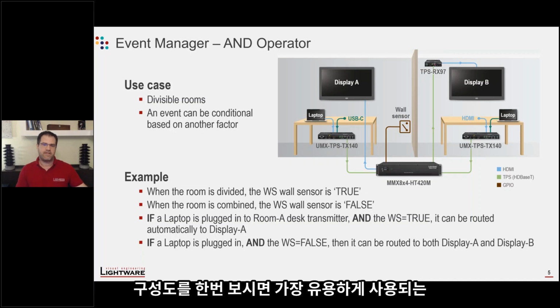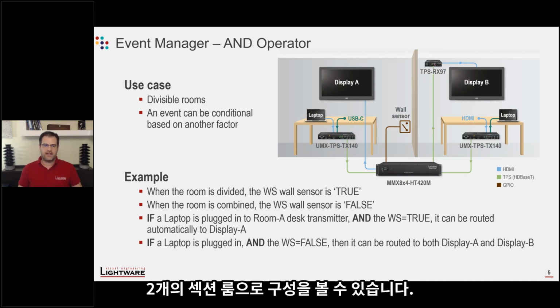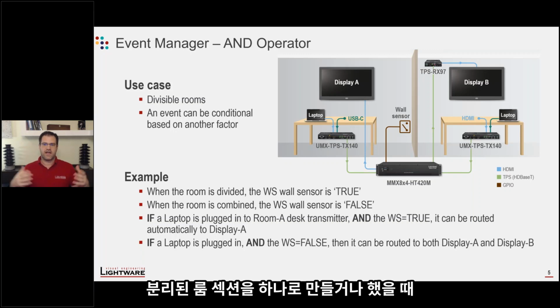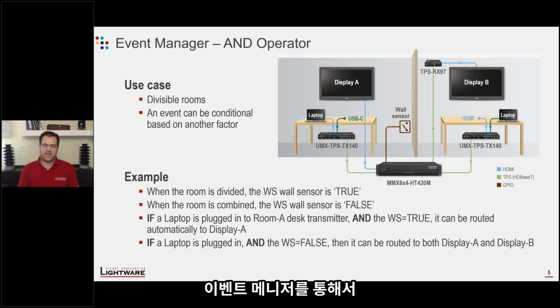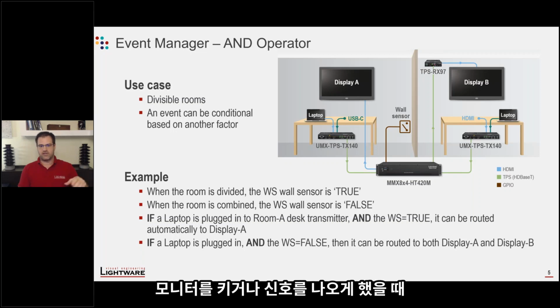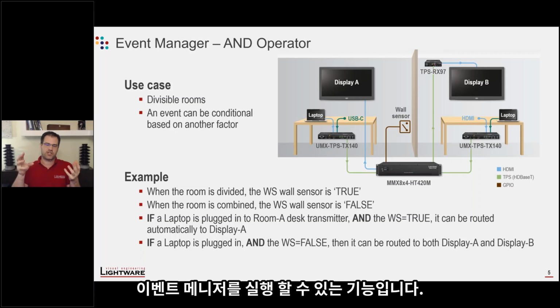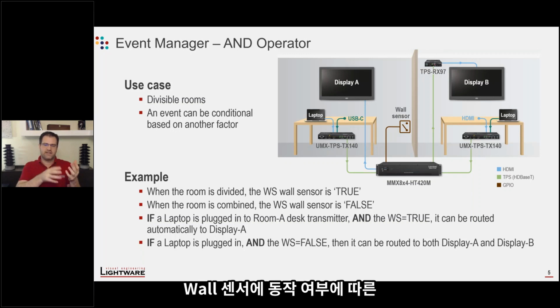Practically, we have a picture here indicating the main use case, which is a divisible room, probably having a wall sensor, which can tell me if the wall is in place and the room is divided, or the wall is hidden, and you can have a combined room. This is a good example because here you can have an event turning on the display and routing the video signal, but also you can have another factor, a conditional factor, to modify that event if the wall is there or not there.